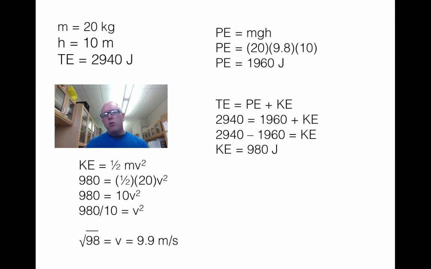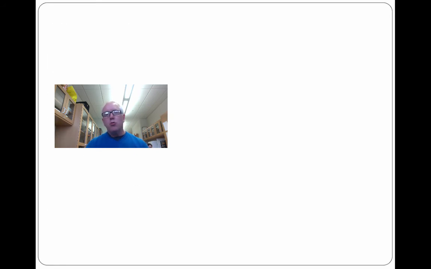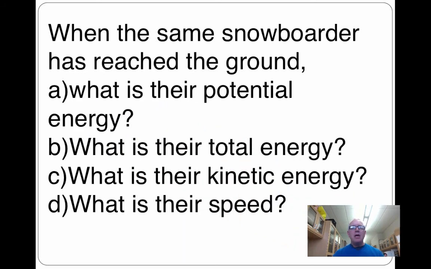But we're going to look at this one more time. We're going to look at the same snowboarder one more time. Let's say they have reached the ground. Now I know you say when they reach the ground their speed is 0, but not really, not until they stop themselves. So I'm talking about just as they got off the hill, assuming that the only thing that we're dealing with is kinetic and potential energy. Well, let's take a look at that and see what we got.